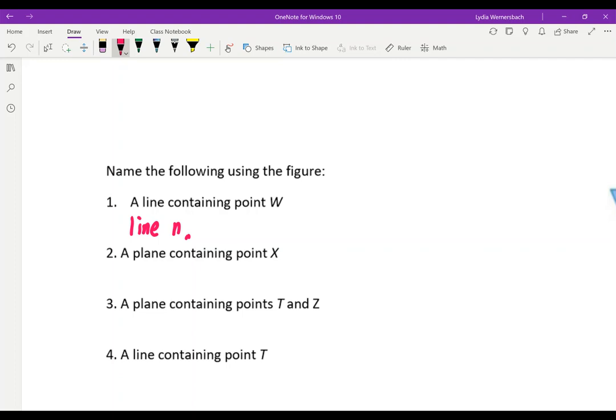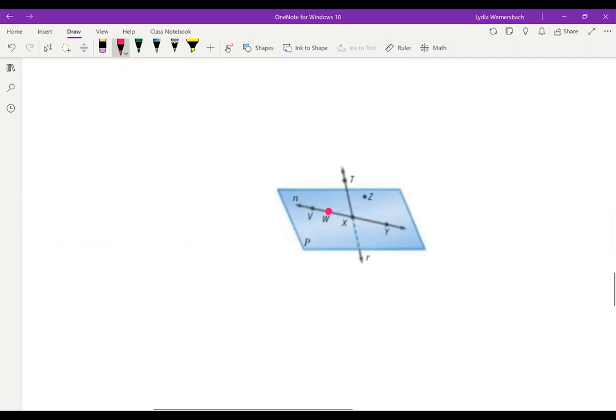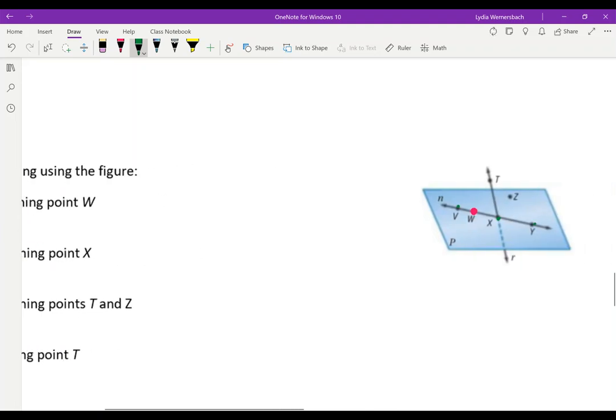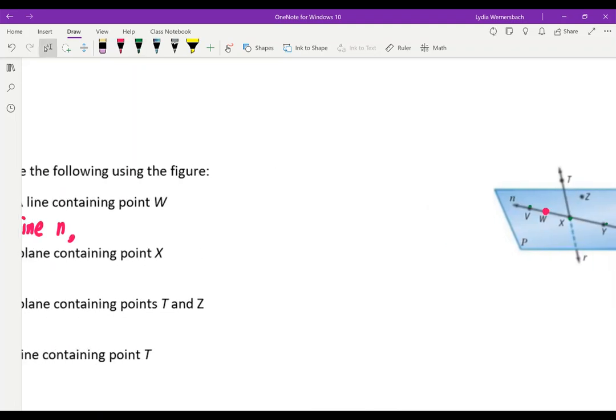Okay, so that's one option. Now, we could name it using W as a point or not. So we can use W along with any other point, V, X, Y. All of those would work to name that line. So we could say, okay, W, X with the arrows on top. This is referring to the line.